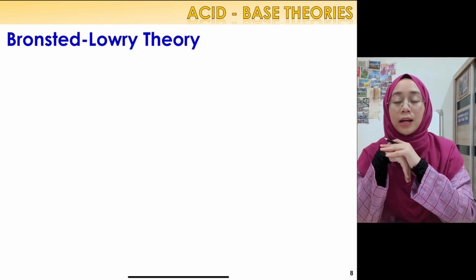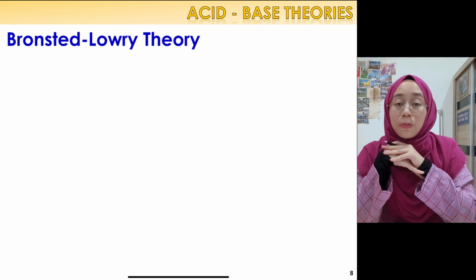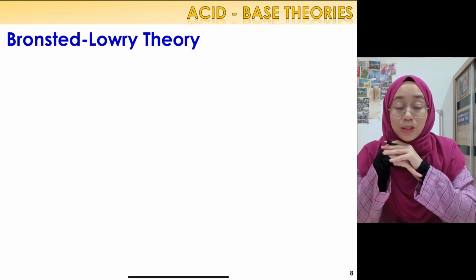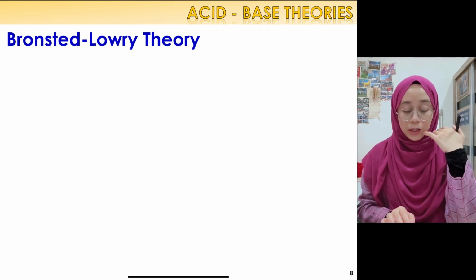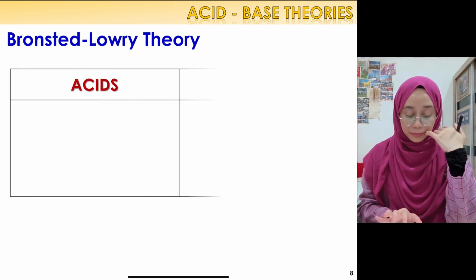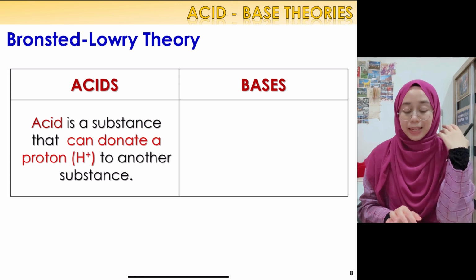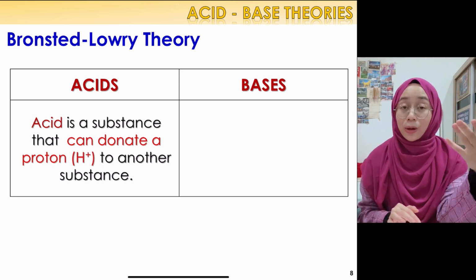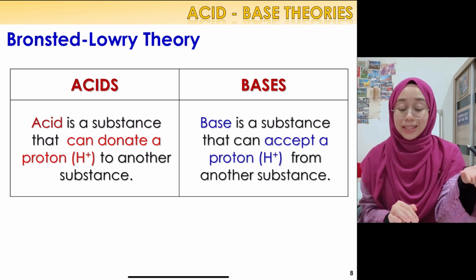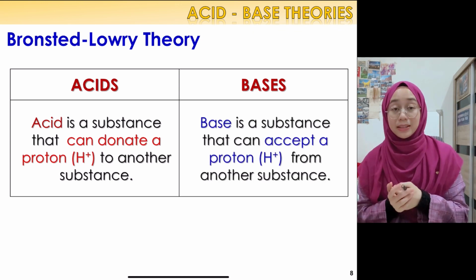Tapi kita akan lebih banyak tengok kepada yang Bronsted-Lowry theory ni pula. Okay, so let's have a look apa pula definition acid dengan base according to Bronsted-Lowry theory. So acid is a substance that can donate a proton to another substance. Okay, meanwhile apa pula base? So base pula is a substance that accepts proton from another substance.